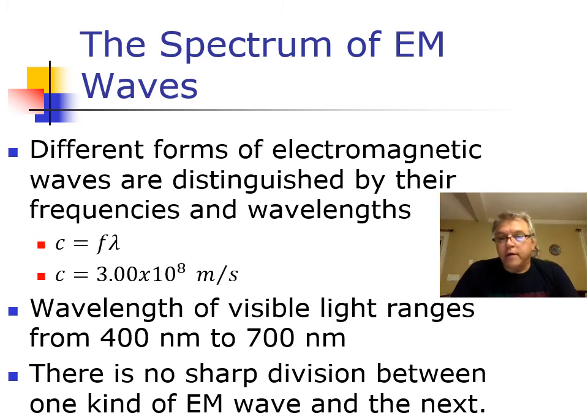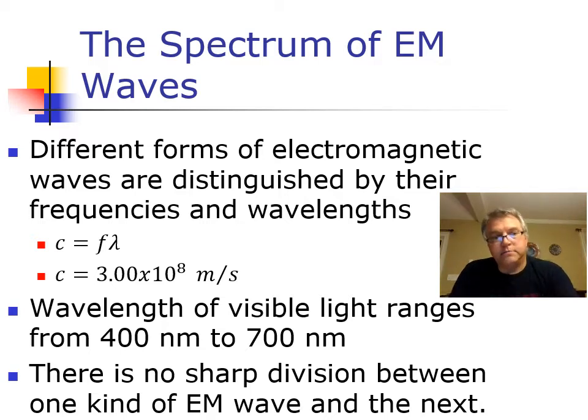So now we have different forms of electromagnetic radiation, and we'll talk about those in a minute, but things like visible light, radio waves, gamma rays, X-rays, ultraviolet rays, they're all distinguished by their frequencies and their wavelengths. And our equation for that is going to be, and this is just a simple equation, C. We'll talk about what C is in just a second. C is going to equal the frequency times the wavelength.